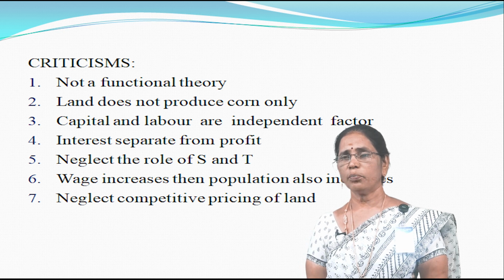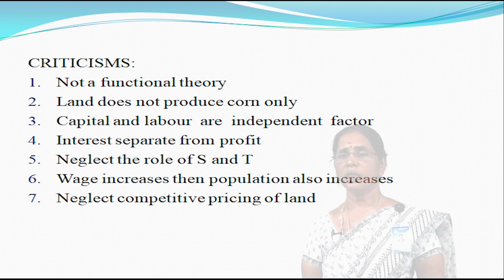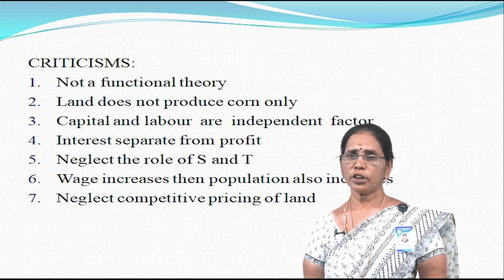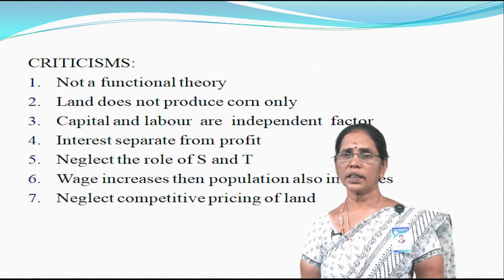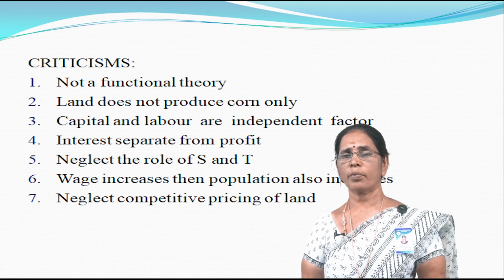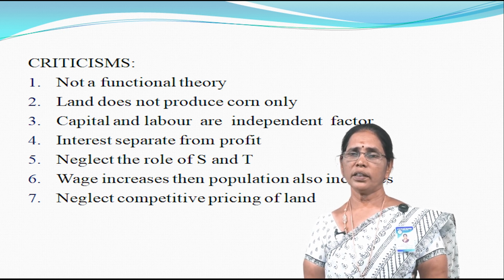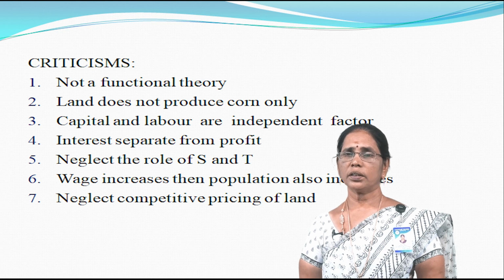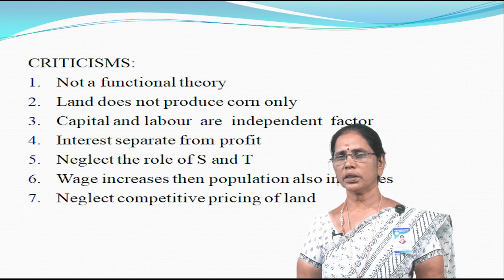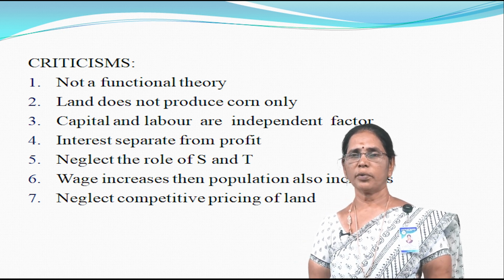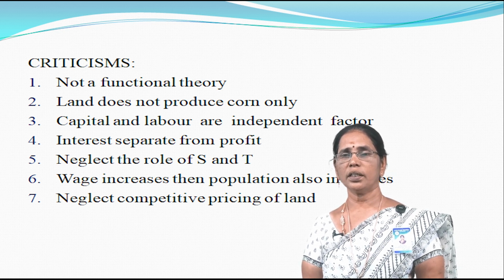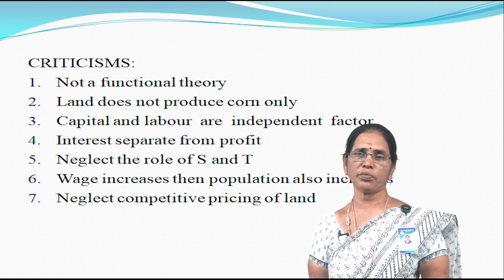Wage increases, then population also increases. According to the Ricardian theory, when population moves from one level to another, it increases. At the same time, wage also increases from one level to another, but profit goes to 0. But when population is increased, the wage does not always move up. Sometimes the wage may be less. This is ignored in this theory. So this is also one more criticism of this theory.